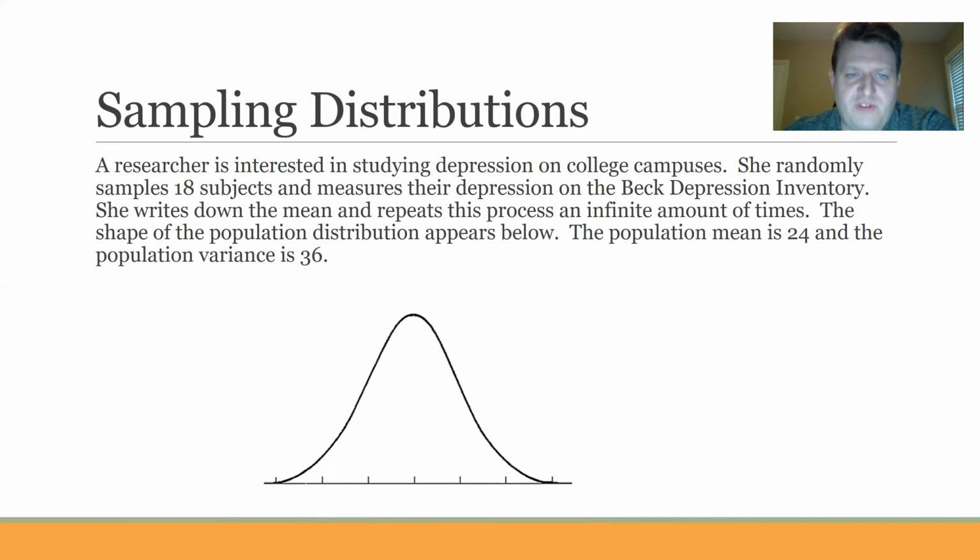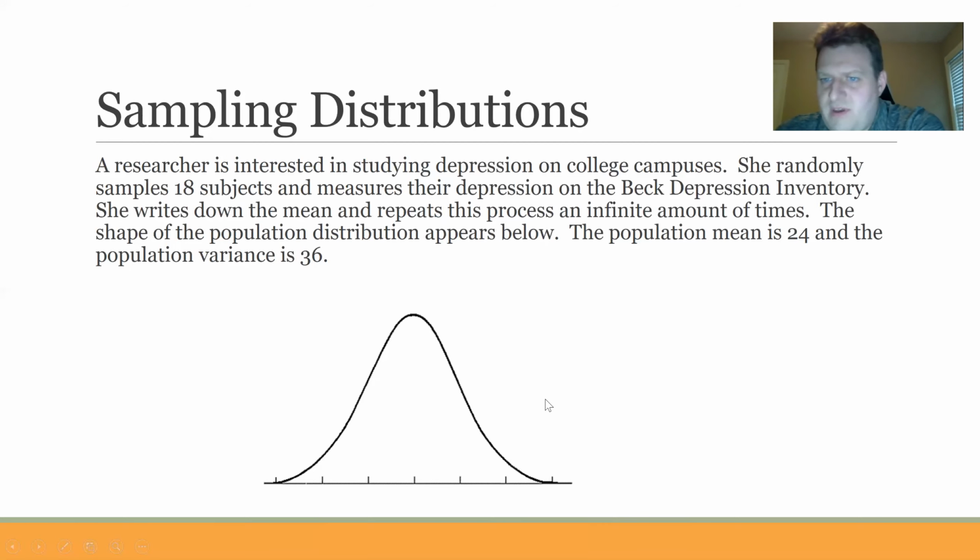So a researcher is interested in studying depression on college campuses. She randomly samples 18 subjects and measures their depression on the Beck Depression Inventory. She writes down the mean and repeats this process an infinite amount of times. She's creating a sampling distribution. The shape of the population distribution appears below. Okay, that looks normally distributed to me. The population mean for the Beck Depression Inventory is 24, and the population variance is 36.